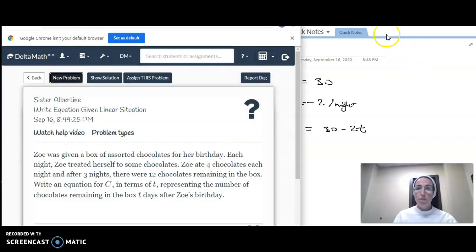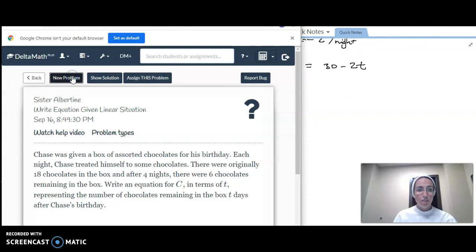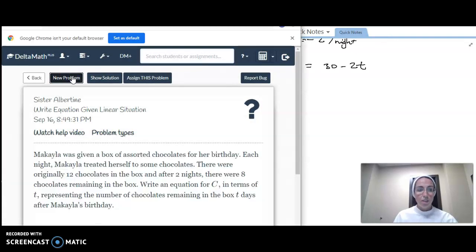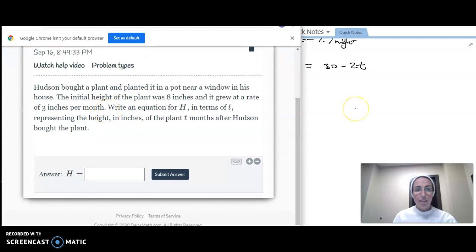Okay, and let's just do one more for good measure. Another chocolate one. More chocolates. My goodness. Okay. Hudson bought a plant and planted it in a pot near a window in his house. Initial height of the plant was 8 inches.